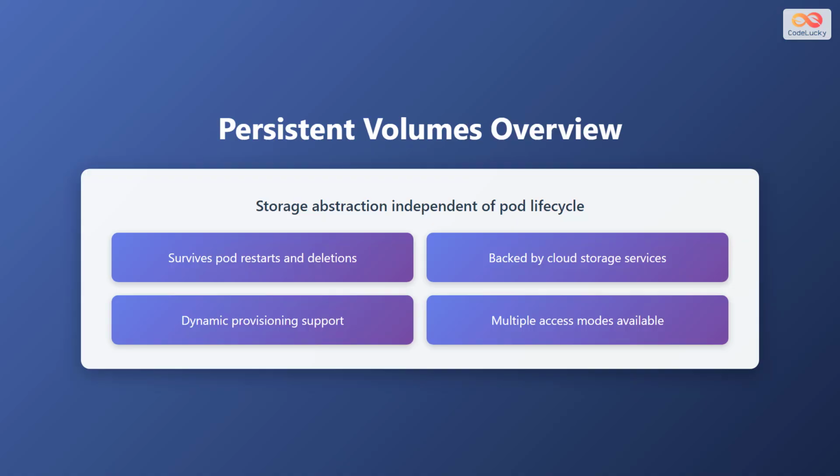Persistent volumes, or PVs, provide a storage abstraction that is independent of pod lifecycle. This means your data persists even when pods are deleted or restarted. Persistent volumes survive pod restarts and deletions, ensuring your data remains safe. They are backed by cloud storage services like Amazon EBS, Azure Disks, or Google Persistent Disks. Kubernetes supports dynamic provisioning, which automatically creates storage volumes when needed. Persistent volumes also support multiple access modes, allowing you to configure whether storage can be mounted by one node or multiple nodes, and whether it's read-only or read-write.